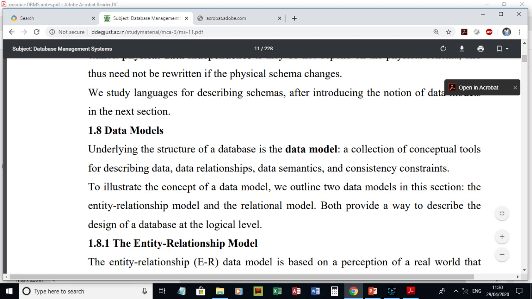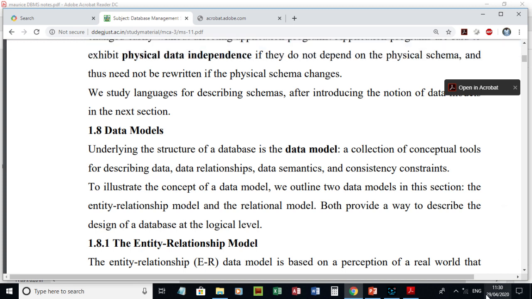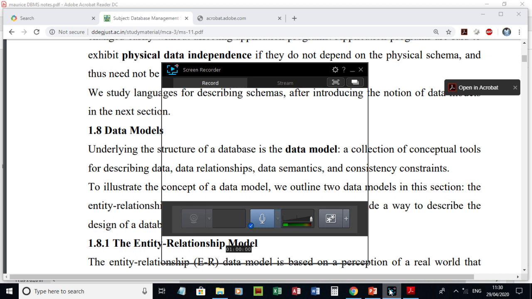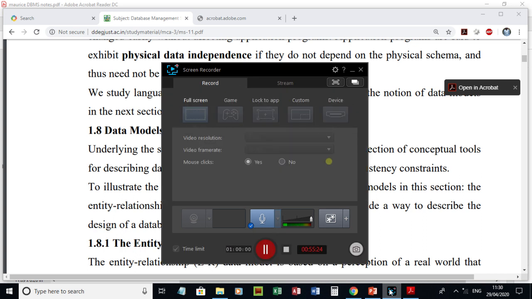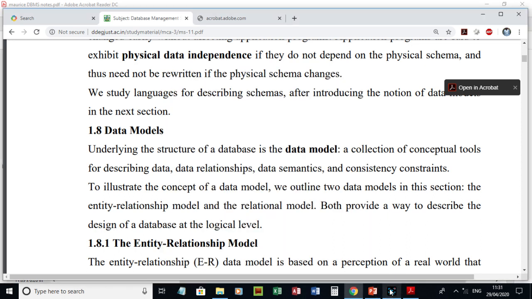So we move on. Now, underlying the structure of a database is the data model. Please hang on a bit. I want to check whether I am exhausting the time. I am left with 5 minutes to exhaust 1 hour of the lecture. So let me continue. I will make sure I finish this.